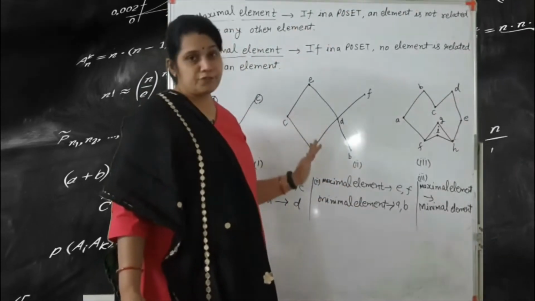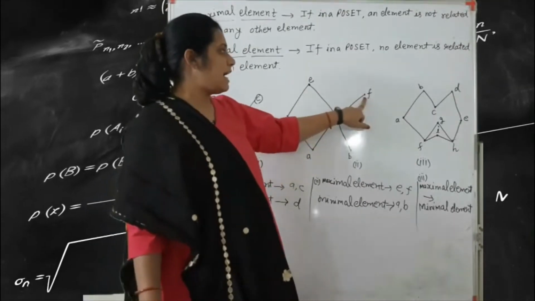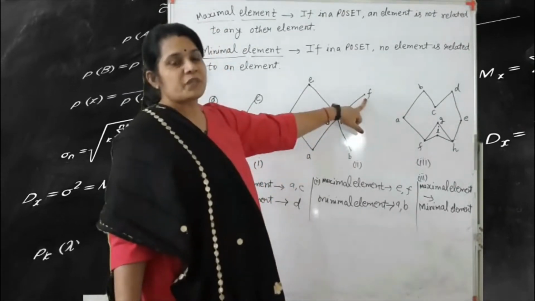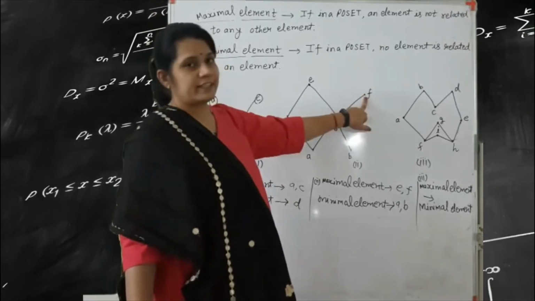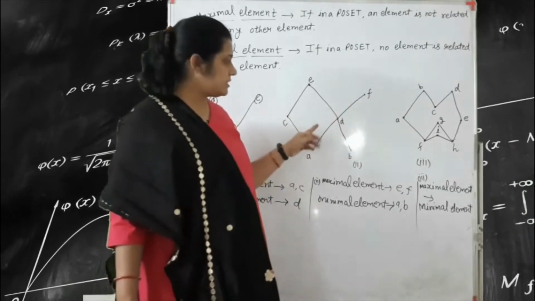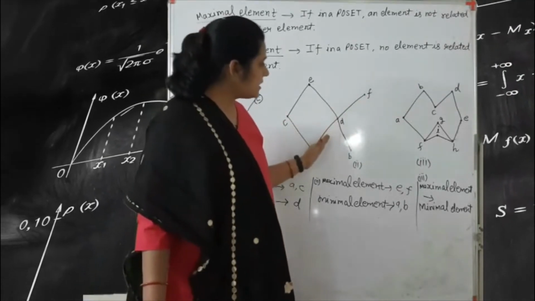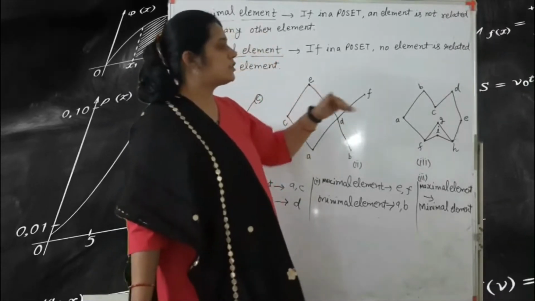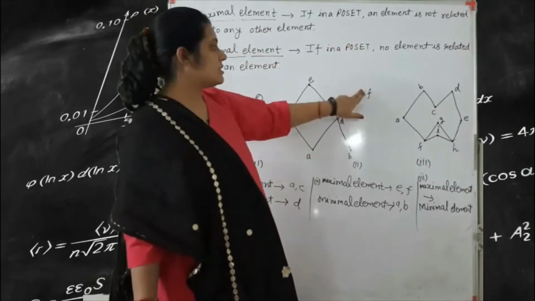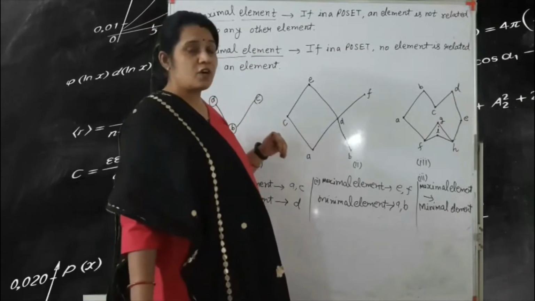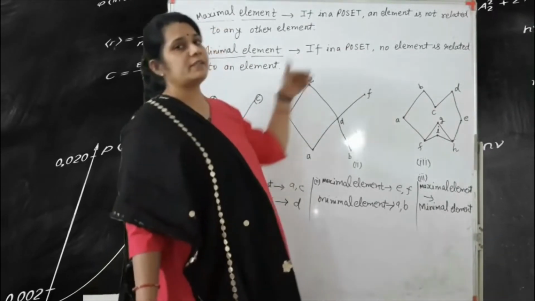So don't be confused here, because F is not related to any other element. Don't be confused here. This is an element, and the element is not related to any other element. So this is your maximal element, and minimal is what? No element is related to the element.